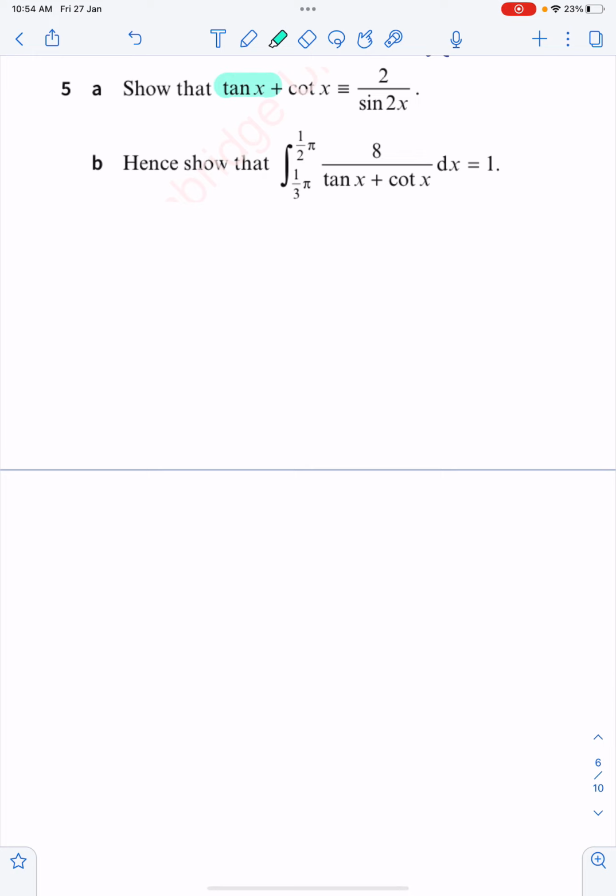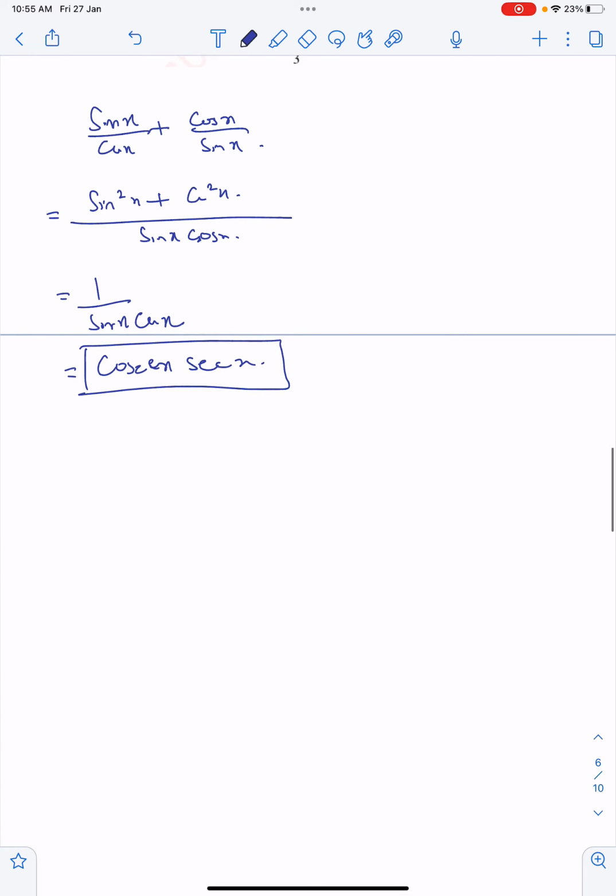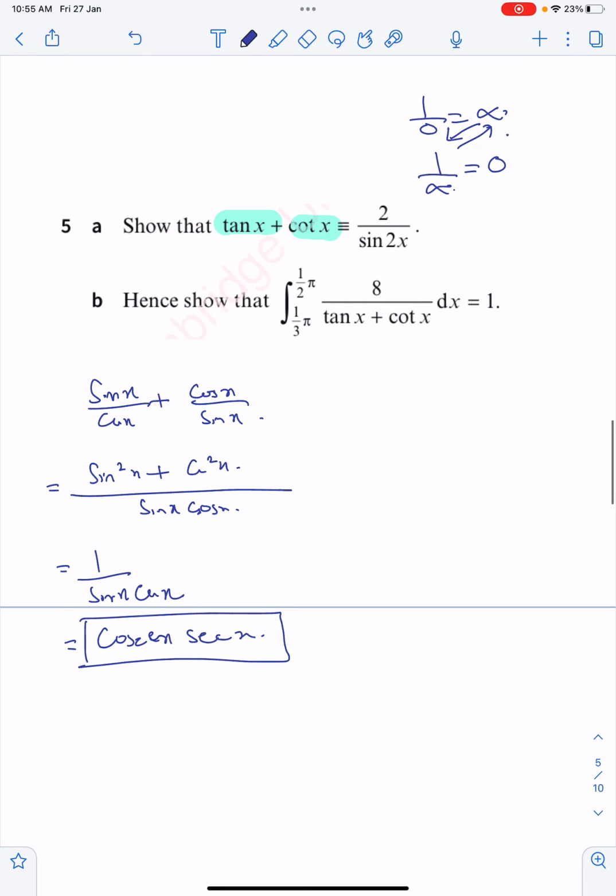Tan of x plus cot of x. Tan of x is sine of x upon cos of x, and cot of x is cos x upon sine x. Let's simplify this. I'm taking out the LCM, which is sine x cos x. This will become sine square x plus cos square x upon sine x cos x. This is equal to, obviously, 1 upon sine x cos x. So 1 upon sine x is cosec x, and 1 upon cos x is sec x. This is what we had to prove in the first part.